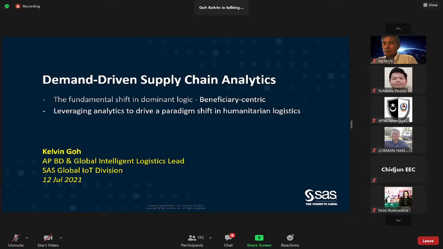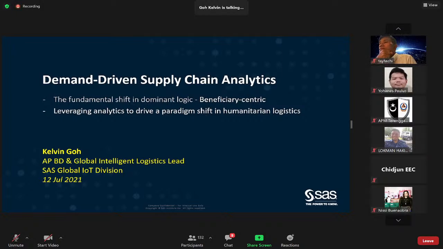So I'm going to point out some stuff that you all might be aware of or might not be aware of, but I'll try to describe why it came to be like this. The second thing that I'll definitely be trying to connect it to is using analytics to drive the same paradigm shift that could be applicable to humanitarian logistics.